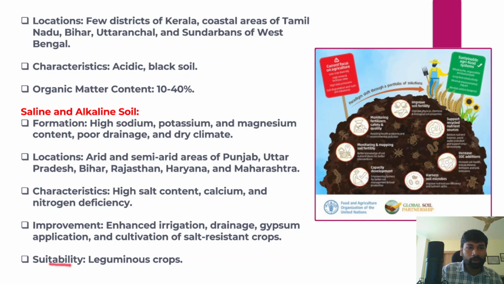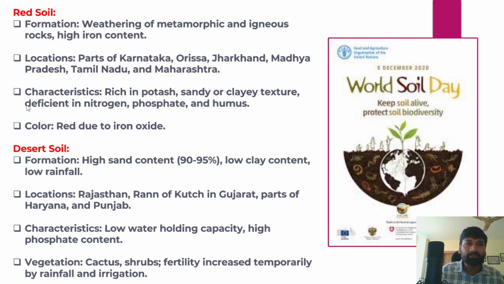When we talk about the suitability of the crops which can be cultivated in the improved saline and alkaline soils, leguminous crops can be cultivated. Now remember, these leguminous crops can fix nitrogen, and they can also significantly improve the soil fertility, and they reduce the impact of salinity and alkalinity of these soils. And after that, another very important soil type is red soils. Now how are these red soils formed? These red soils are formed by weathering of metamorphic rocks and igneous rocks.